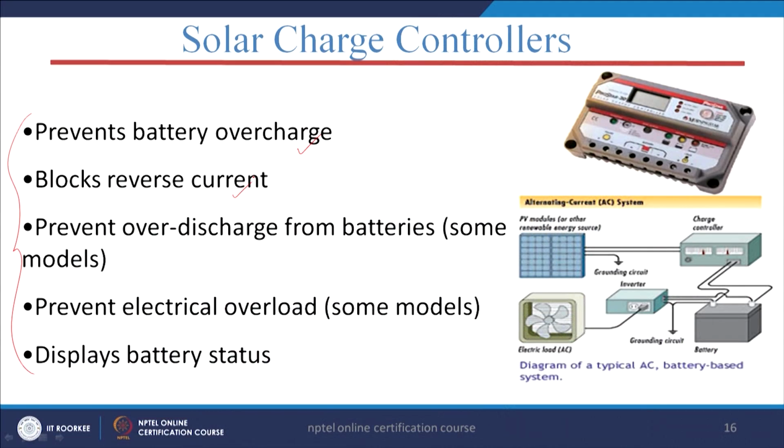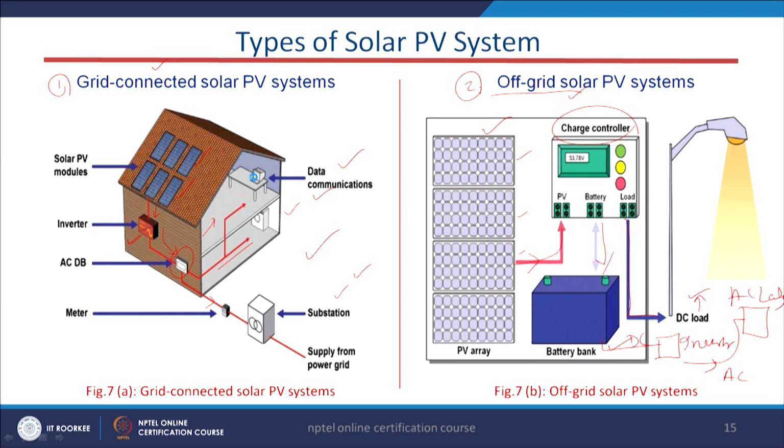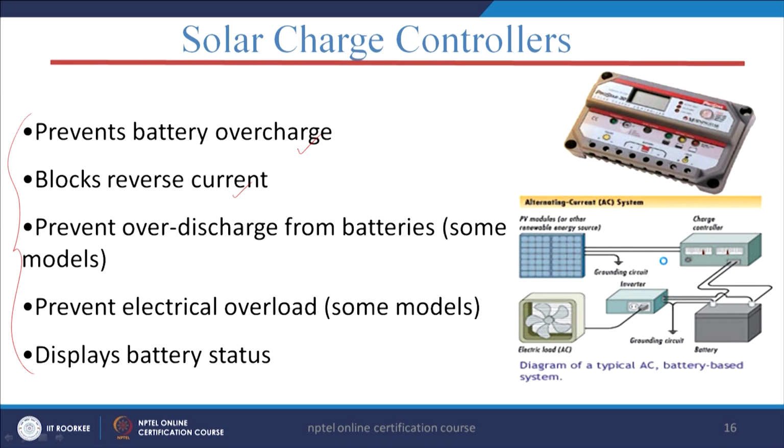And also it blocks the reverse current. Reverse current means, this is our battery, the current should not flow in a reverse direction. The current should flow in the forward direction towards the load. It may be a DC load or it may be an AC load, the reverse current should not flow.